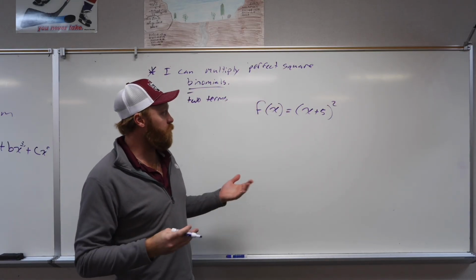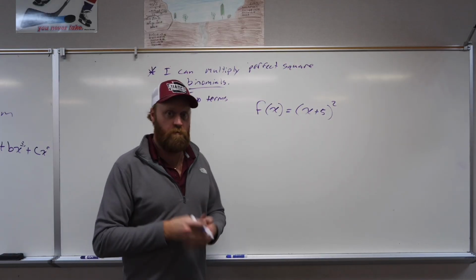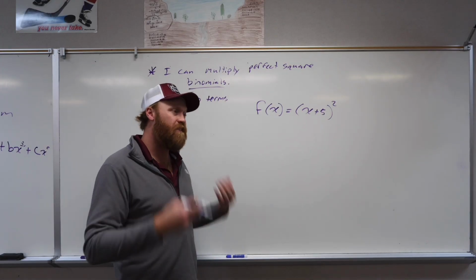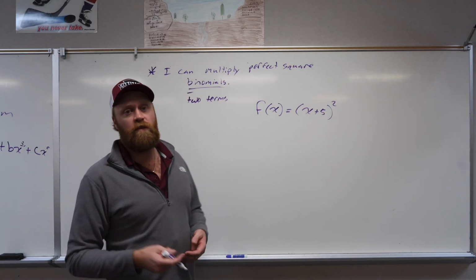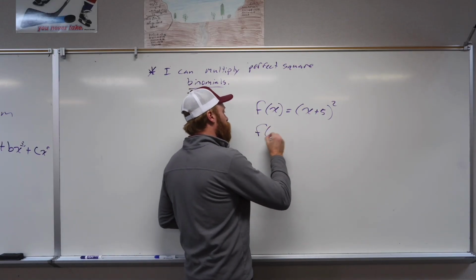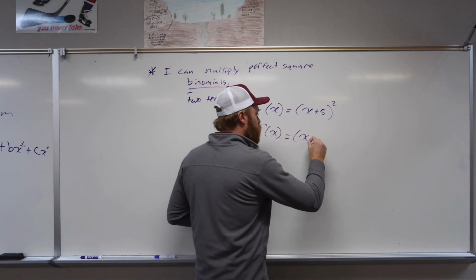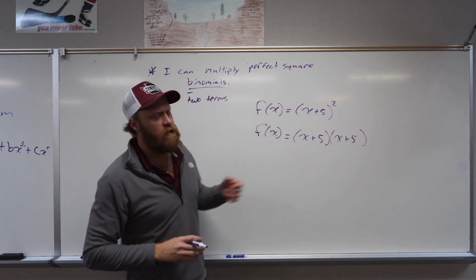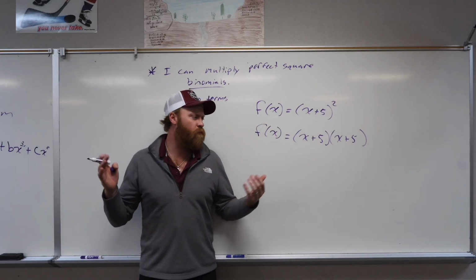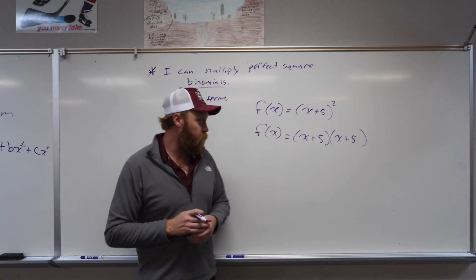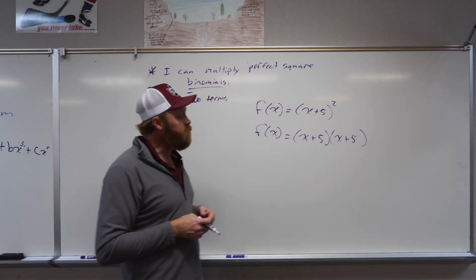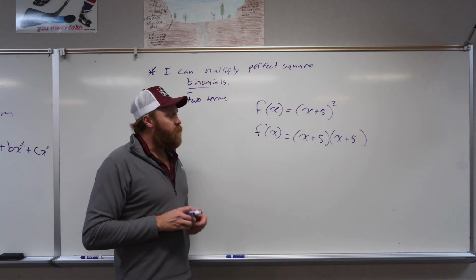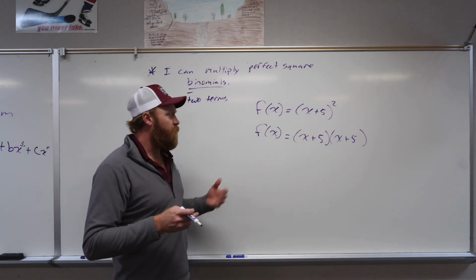So the first thing we have to realize is, what does (x plus 5) squared mean? Well, if we were to simplify 5 squared, what does that mean? It means 5 times 5. (x plus 5) squared, what does that mean? It means (x plus 5) times (x plus 5). Once we see it like this, then it's right back to just multiplying binomials together or expanding binomials, and it should be fairly familiar.